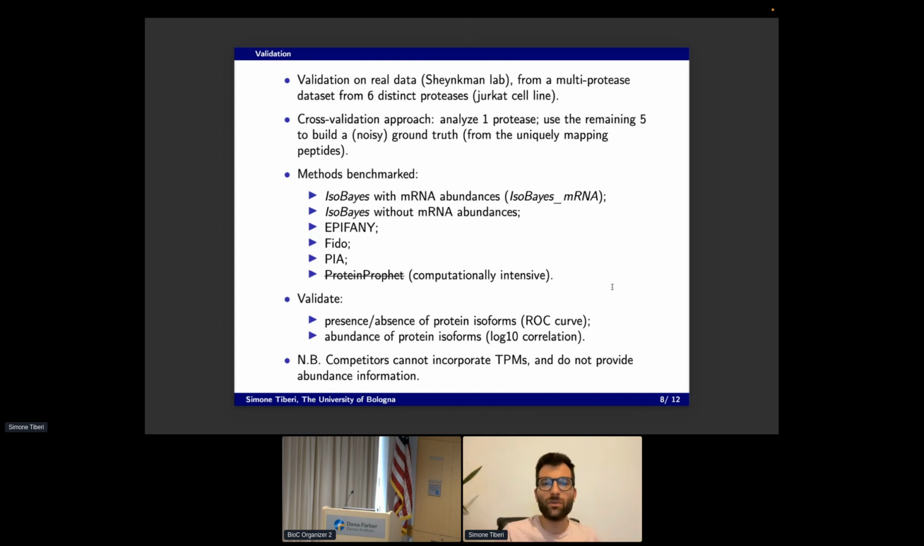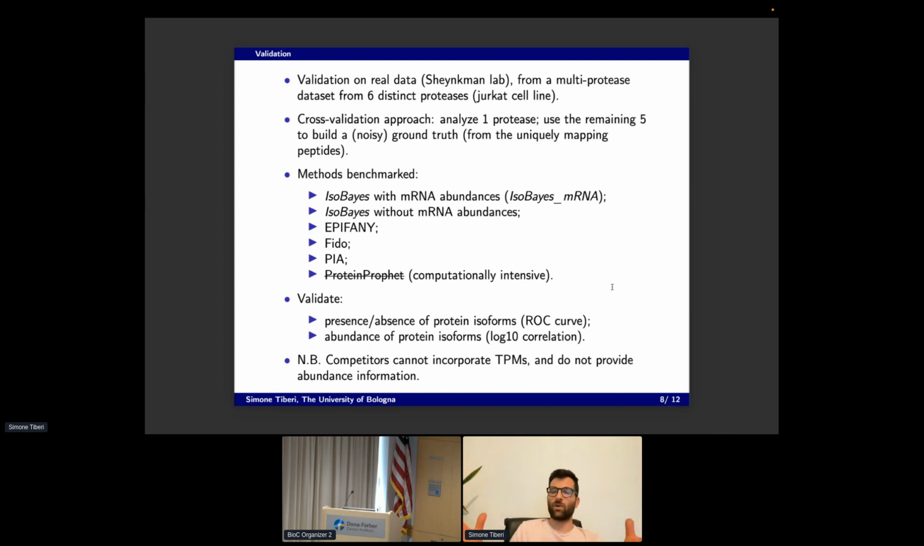Now, getting back to less mathematical structures, we validated these on real data directly, and we use a multi-protease approach. So we basically collected the same data set with 6 distinct proteases. I mean, I say we, it's really our collaborators. And then we use something like a cross-validation approach. So we analyzed one of the proteases at a time, and we use the remaining 5 to build something like a ground truth, which is obviously not perfect, it's noisy, but in my opinion, it's actually very accurate.